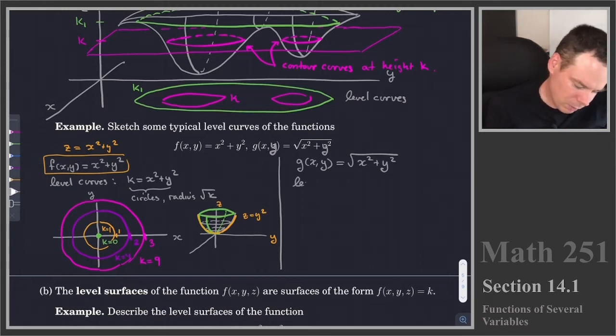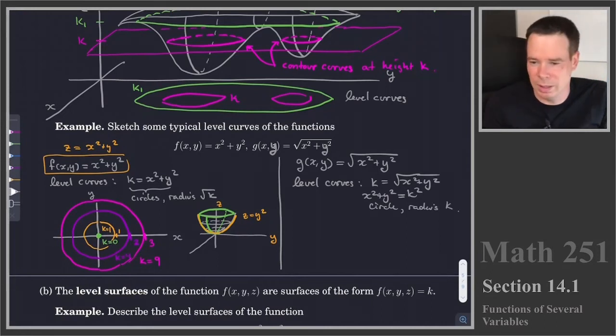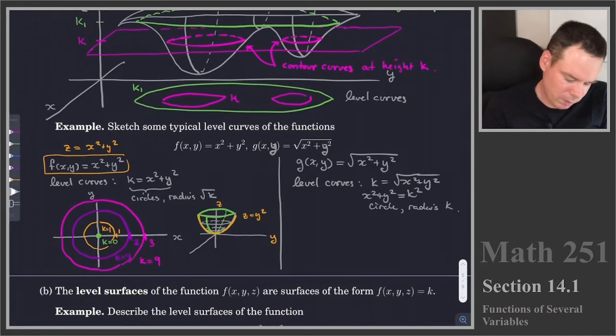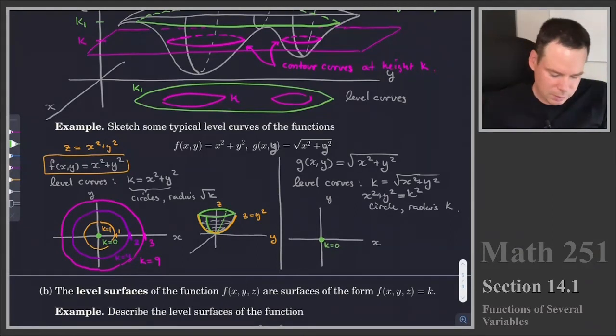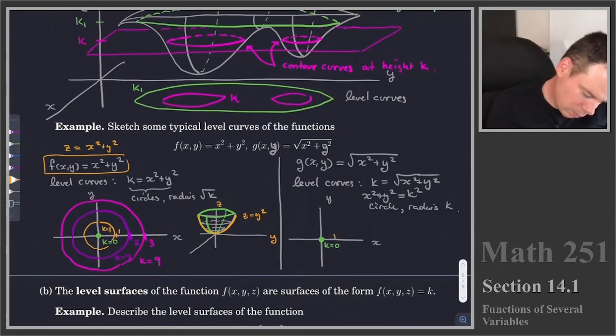Okay, so what are our level curves? Level curves are going to be of the form k is equal to the square root of x squared plus y squared. And that means that x squared plus y squared is equal to k squared. So these are circles, and in this case the radius is just k. It's not root k anymore, it's just k because of that k squared in the equation. Okay, so how does that change things? Well, let's go ahead and look. X, y. Again, our k equals 0 level curve. Still a circle of radius 0. Our k equals 1 level curve.